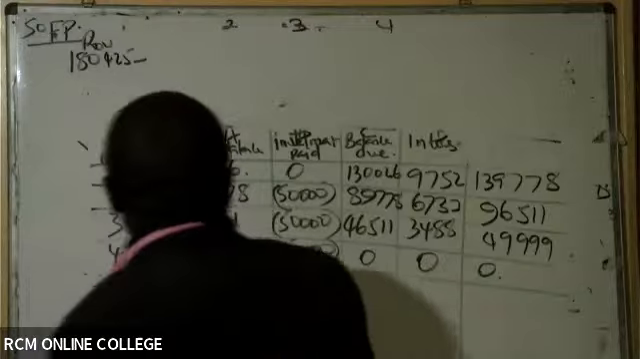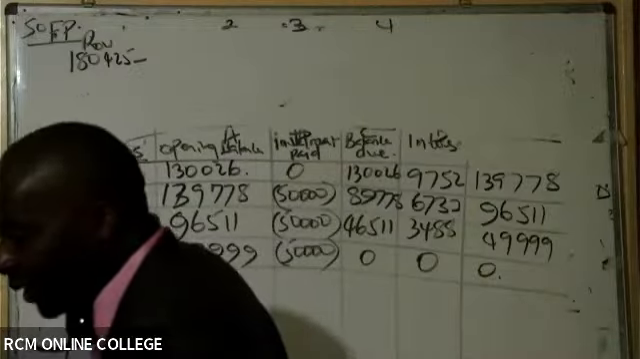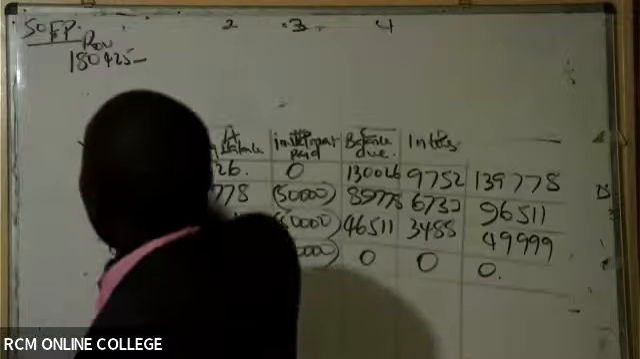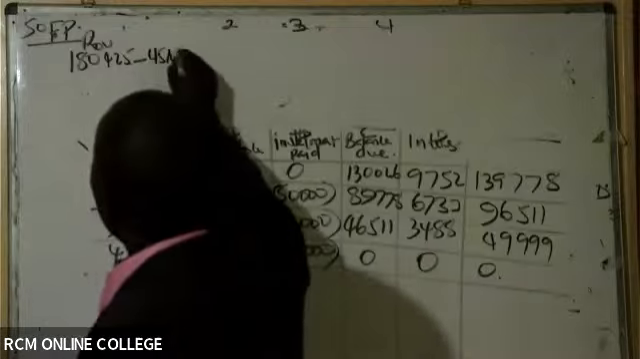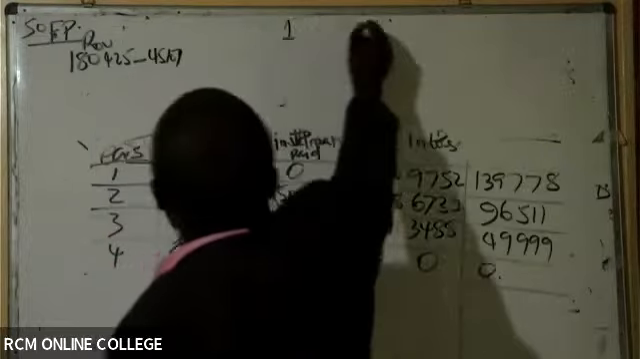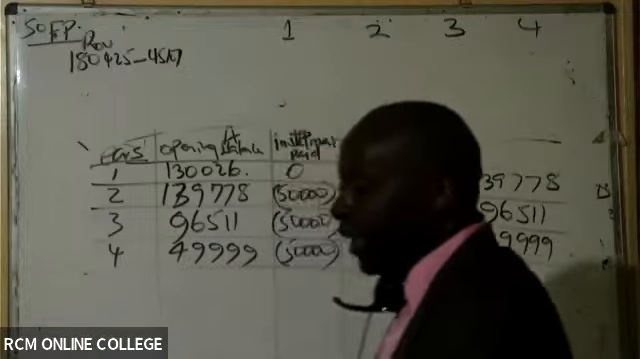Is there somebody who can remind me of the depreciation again for the last time? 45,107. So at the end of year 1, how much will this asset be worth?